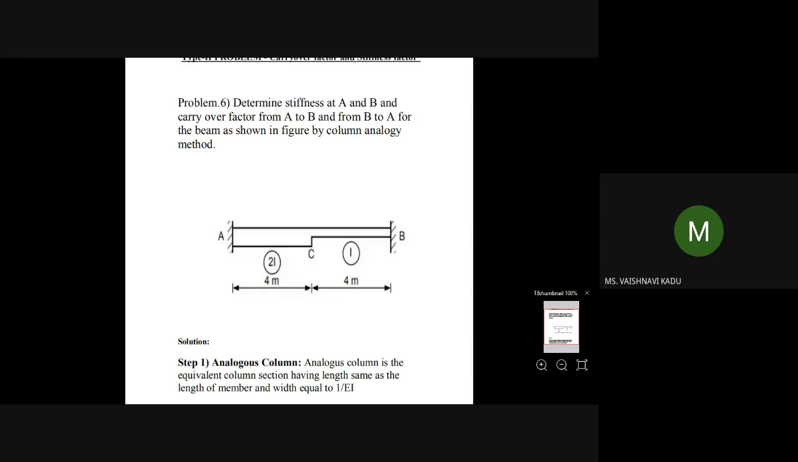The first type of problem will be analysis of fixed beam, and the second type of problem will be calculation of these factors. So this is the end of this unit number 4. Here I will stop.